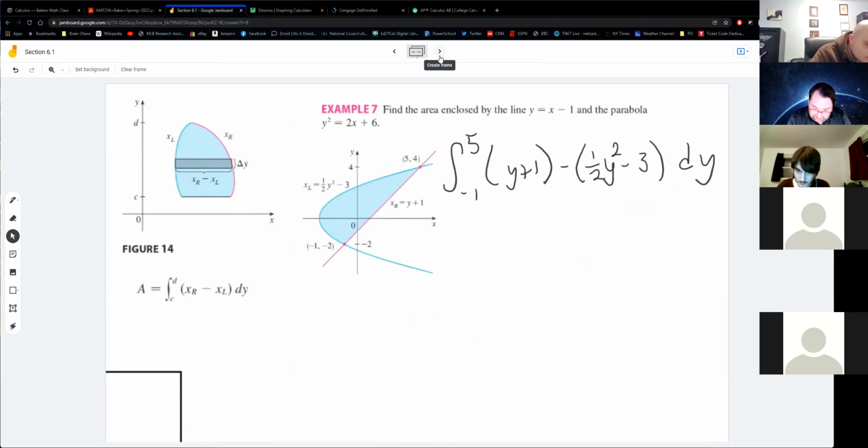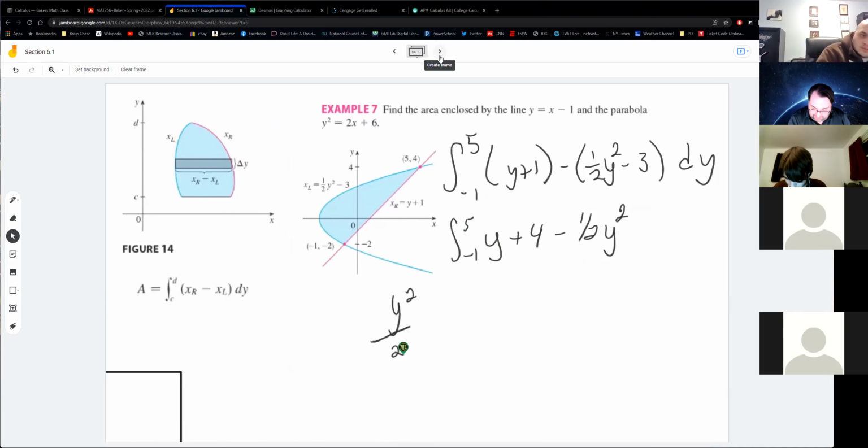All right. Let's do our integration. So we've got y plus 4 minus 1/2 y squared. So we got y squared over 2 plus 4y minus y squared over 6. And the -1 to 5.